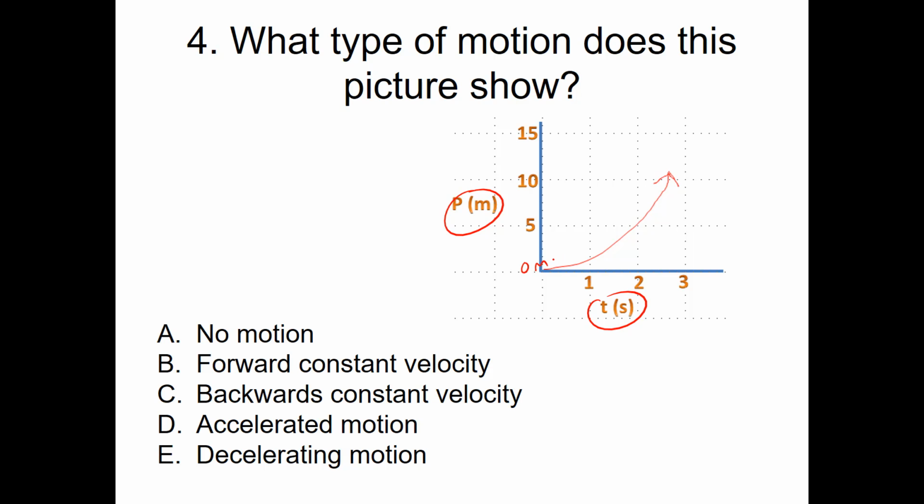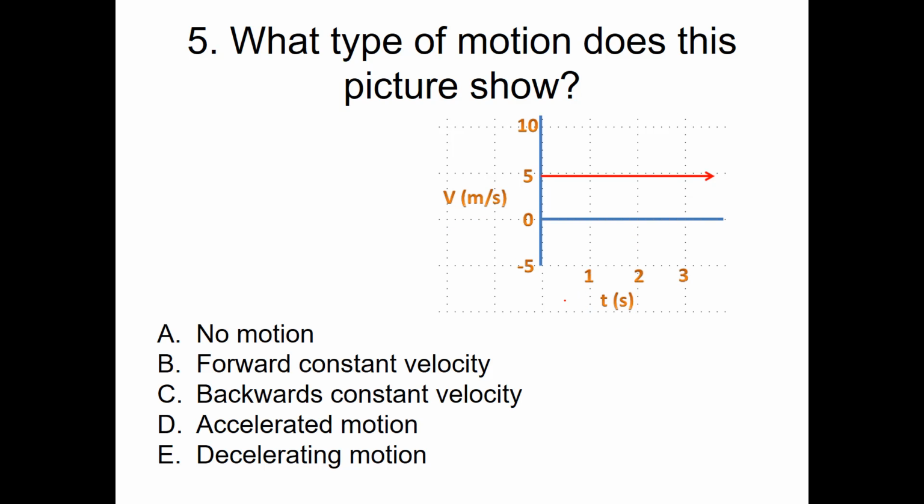You went from 0 meters to 10 meters, but you didn't do it at a constant rate. That rate kept on increasing. The distance you were covering every second was increasing. This is also going to be accelerated motion. Once again, you have to realize what graph you're looking at.